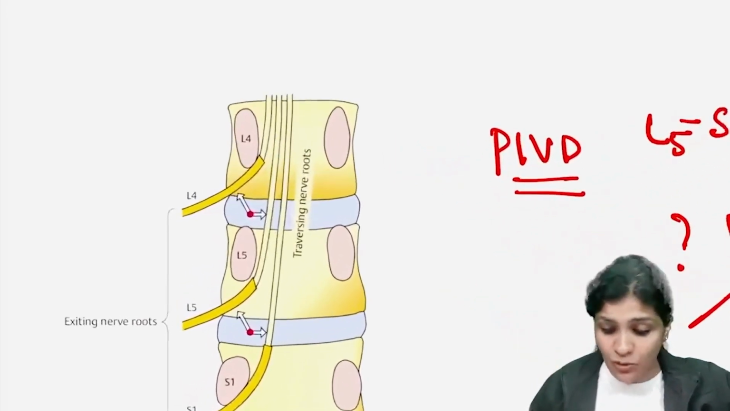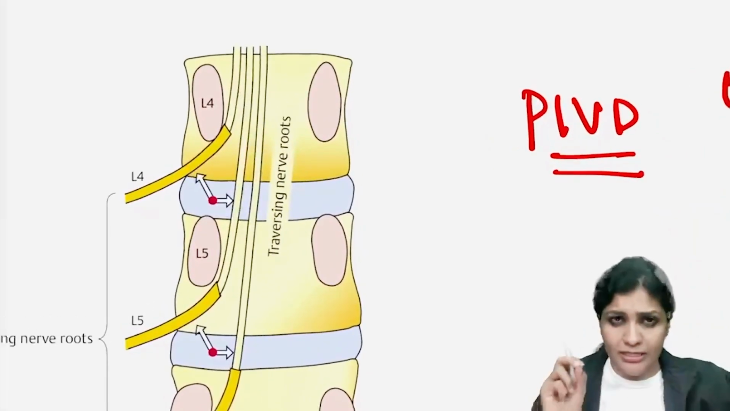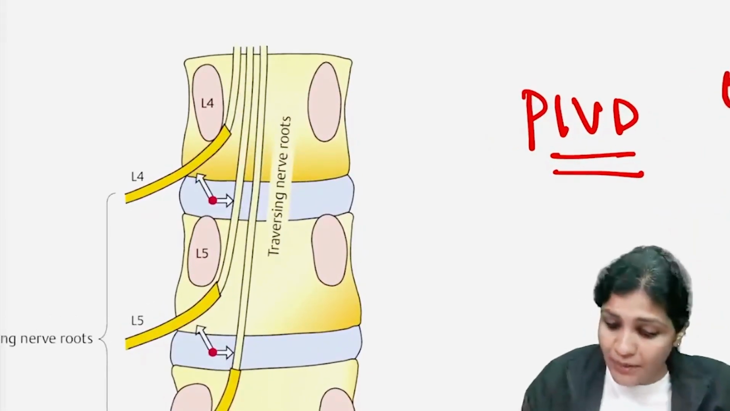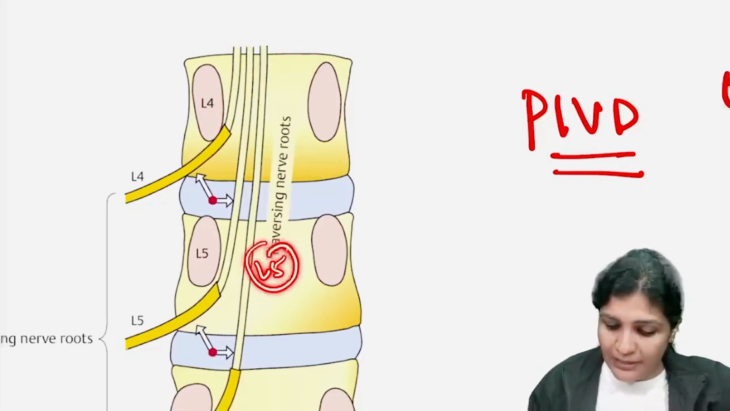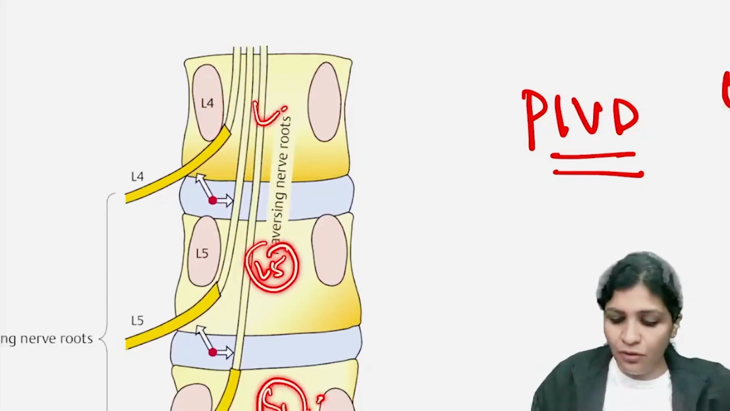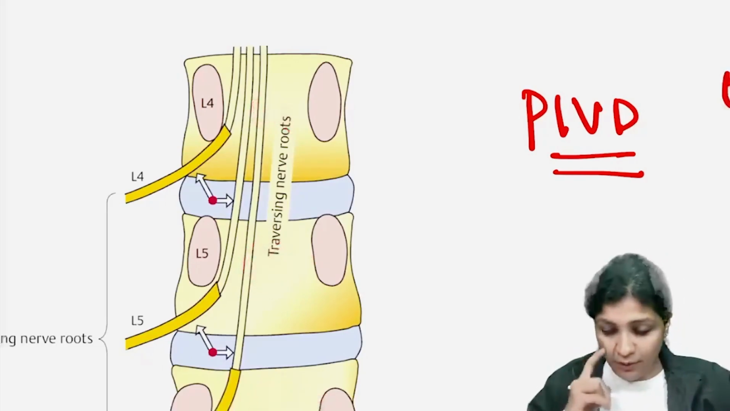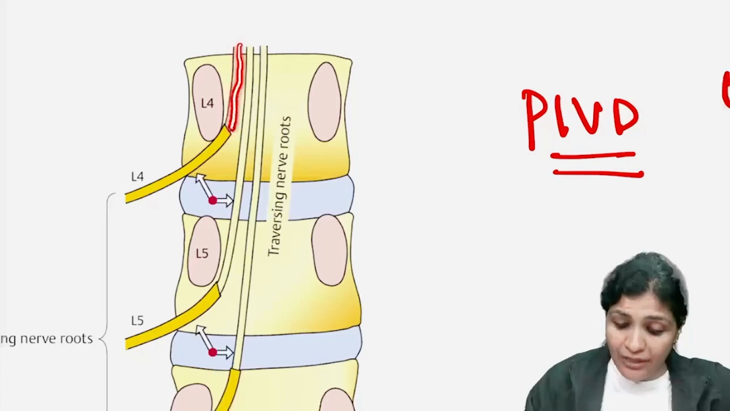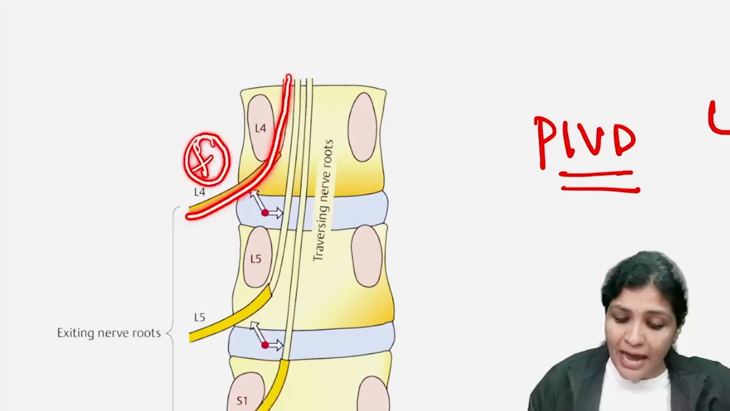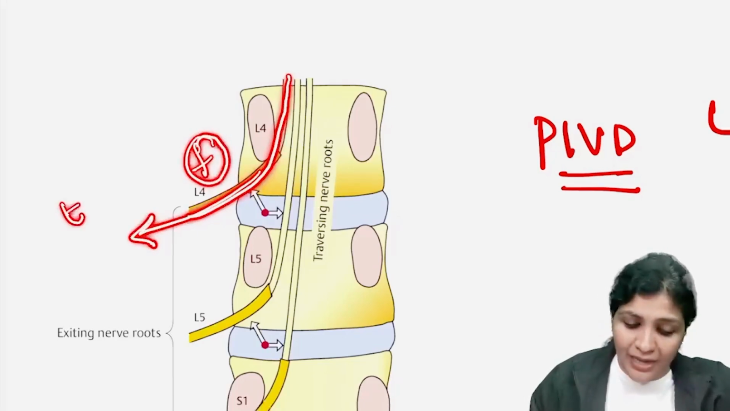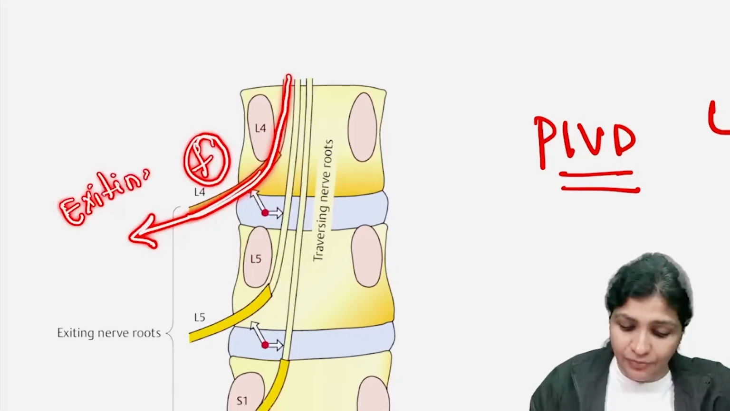For understanding this, you have to understand a small concept. Let us assume that this is your L4 vertebra, with L4 written here, and this is your L5 vertebra, and this is your S1 vertebra. Now the L4 nerve is traversing like this, right? This L4 nerve is coming from L4 and this is the foramen, and it is leaving. So this is called an exiting nerve.